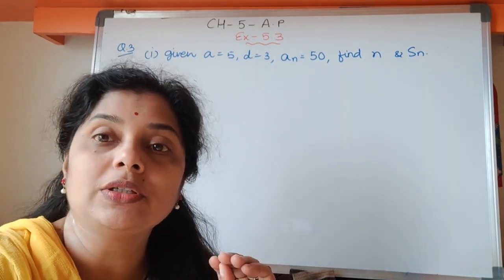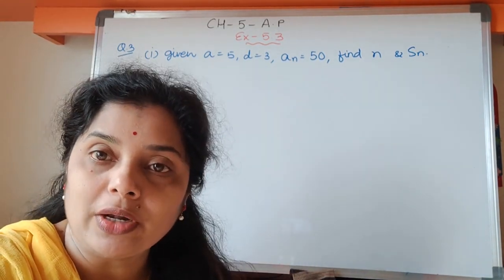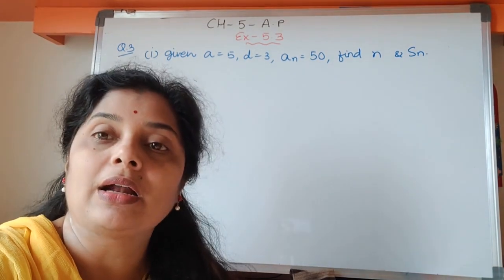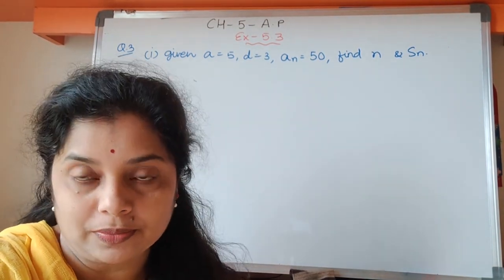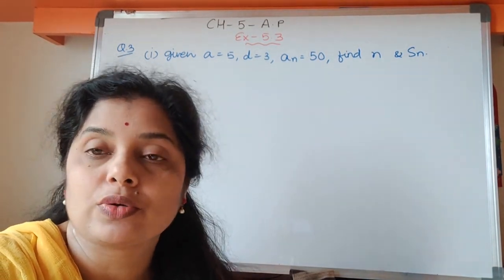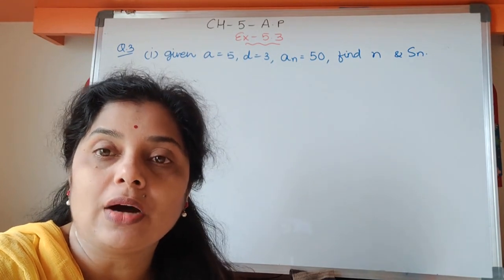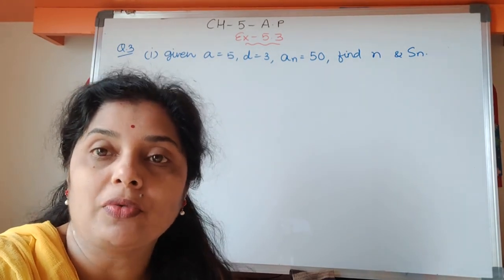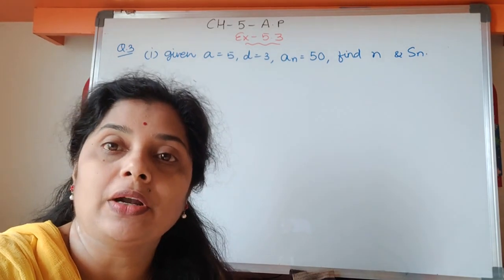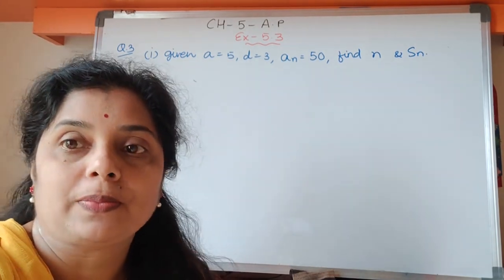Out of these 5, any 3 or 4 values are given and they ask us to find the fifth one, or they may ask to find 2. So let's see how to find the other 2 if 3 or 4 values are given.